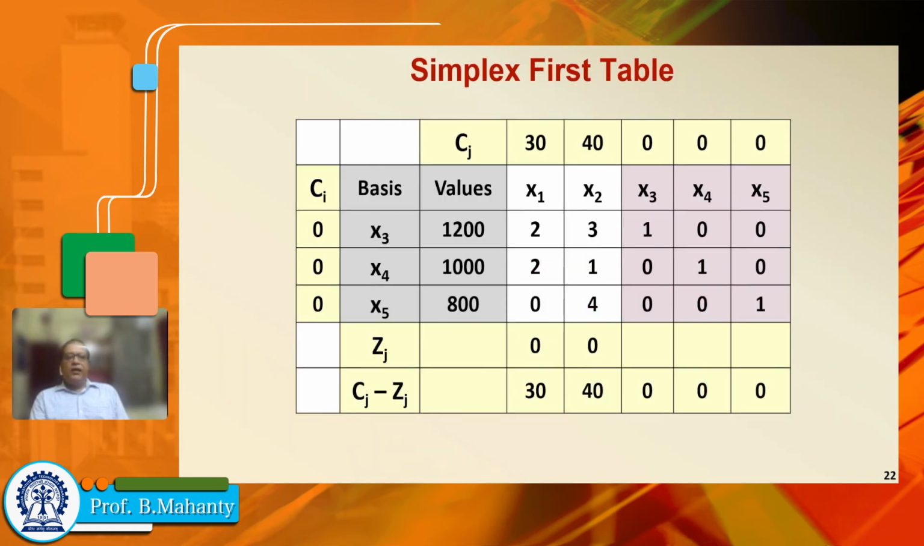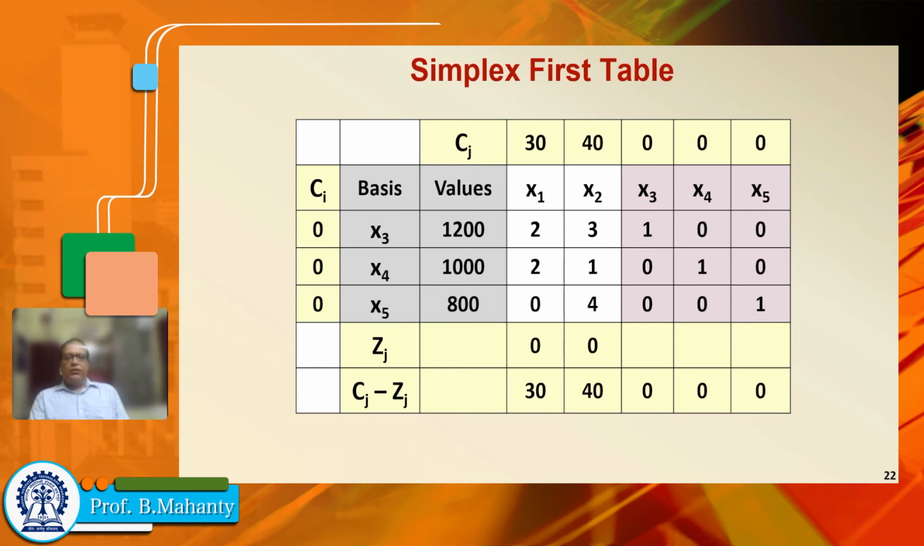Now from there we can write the simplex first table. So once again, in the simplex first table, the basic variables are x3, x4, x5. The values are 1200, 1000 and 800. They form a unity matrix so that the entire matrix is in canonical form. So 1, 0, 0, 0, 1, 0, and 0, 0, 1. The profit coefficients are 30 and 40. And for the basic variables, they are all zeros. So Zj, the lost profit per unit, should be all zeros.